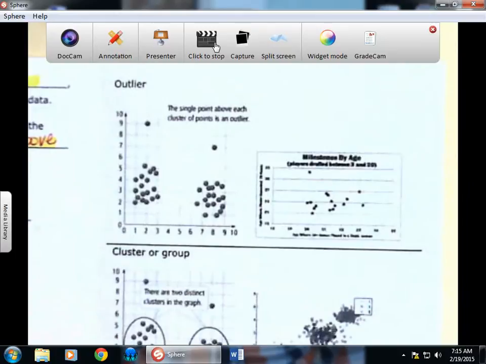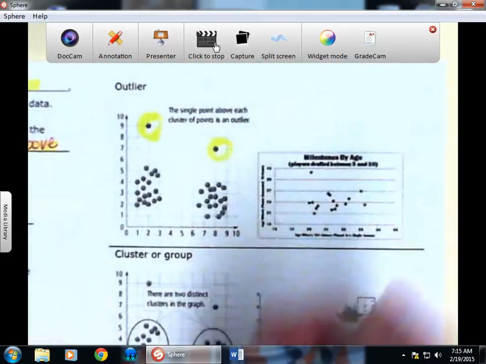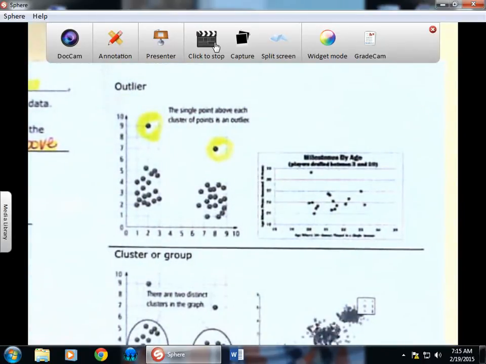Okay, the next word is called cluster or a group. So this is when your data is grouped together. So right here and right here, this is the same graph from the one above. You have two clusters. And then I found another example for you. There's kind of 3 different sets of clusters here.